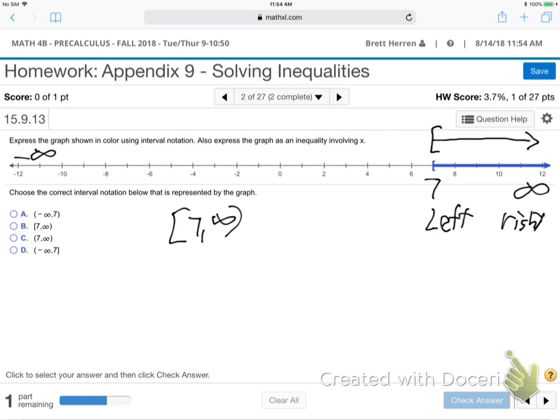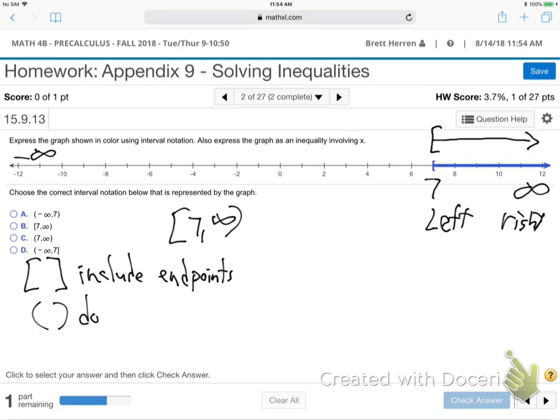Now let's talk about brackets and parentheses. Do y'all know the difference between a bracket and a parenthesis and what they mean? A bracket means you're straight on that number, so let me write that. Brackets have straight edges to them, and you include the endpoints.